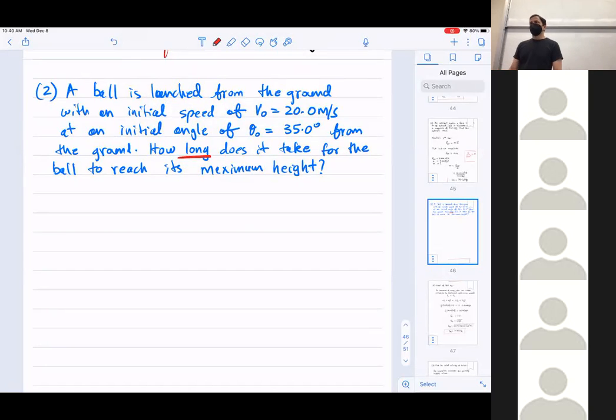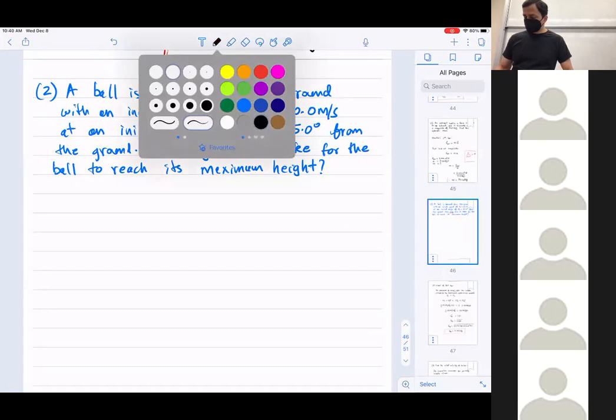The first thing I will do in a problem like this, just to calm myself down, is to draw a picture so I know what's going on. Also, it gives you something to do so that you're not just panicking. You're kind of drawing a picture. It's a little zen, and it helps you mentally to see what's going on.